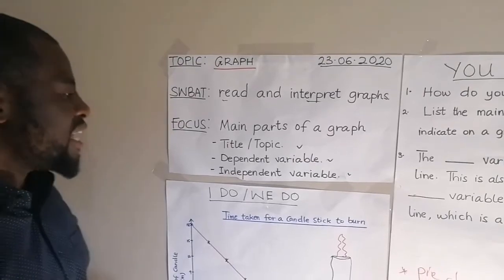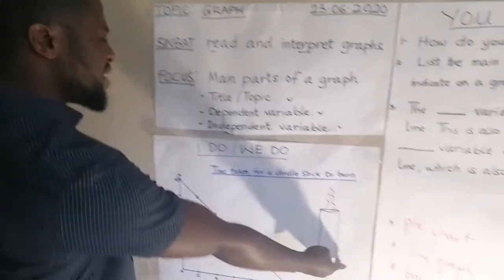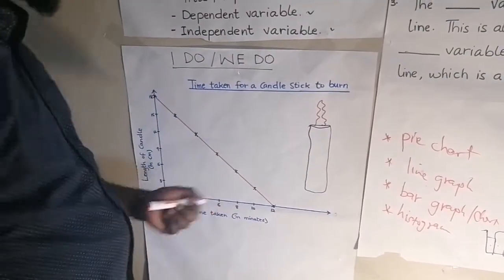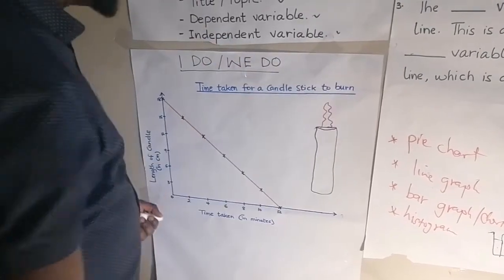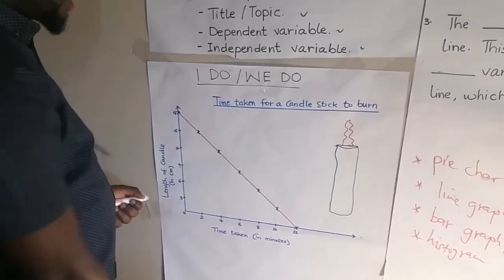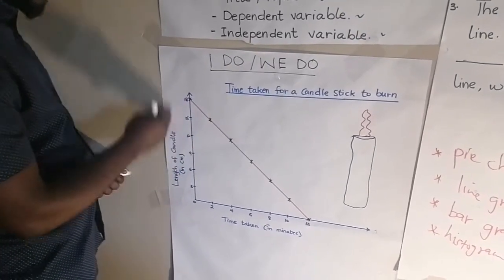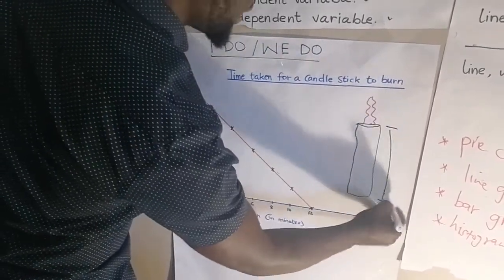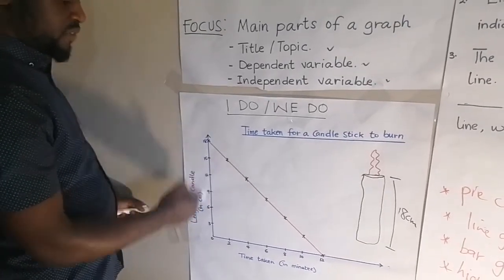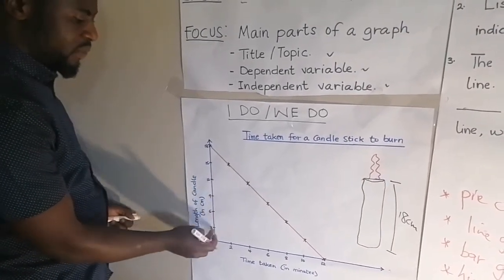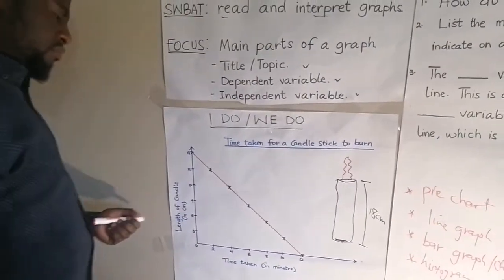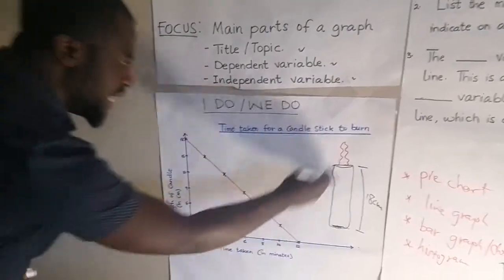Looking at this line graph I've drawn here, it represents a candle, and the candle is burning. You can see my candle burning here. It is taking some time to burn out completely. It started when it was 18. This is the length of the candle. The whole length is 18 centimeters, and it gradually reduced to 15 centimeters, 12, 9, 6, 3, up till it completely finished burning.